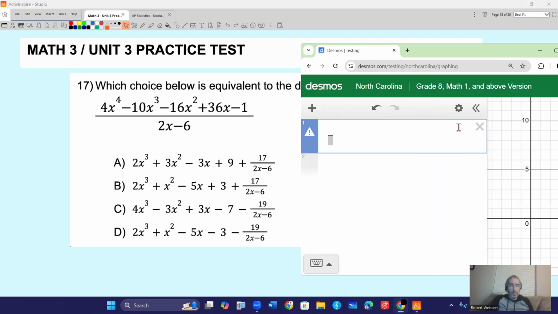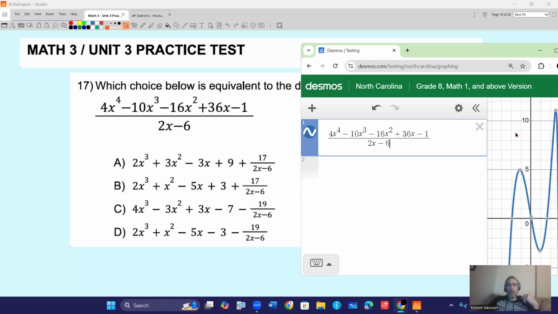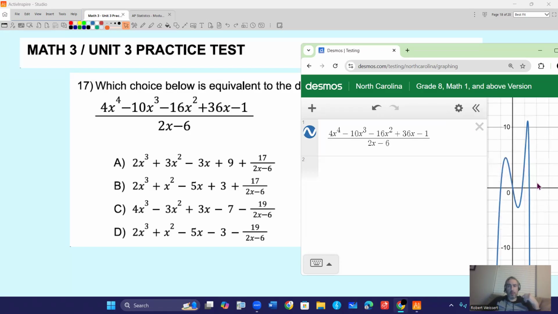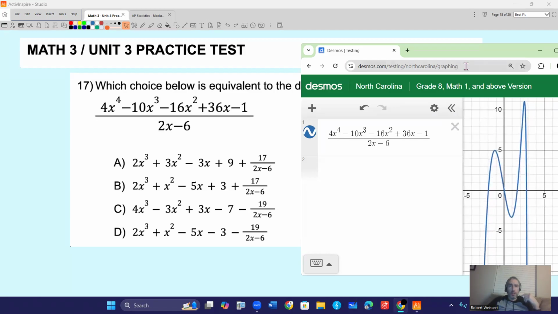So, what I mean by that is, hit that division bar first, get that big fraction, and then you can do 4x to the fourth minus 10x cubed minus 16x squared plus 36x minus 1. Down below, you'll do 2x minus 6. Now, what that's going to provide is some sort of graph on here. And what you can do is look at your answer choices. You can find an equivalent graph and overlap it.